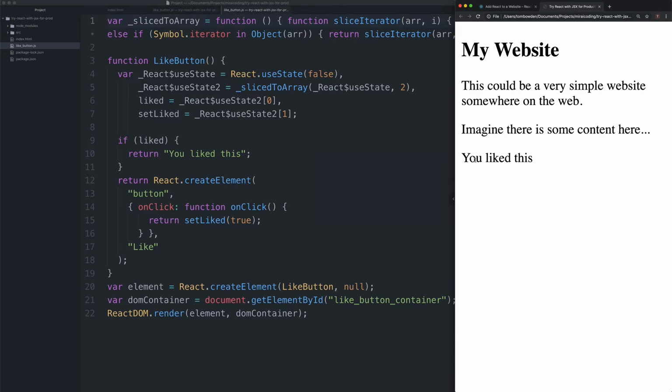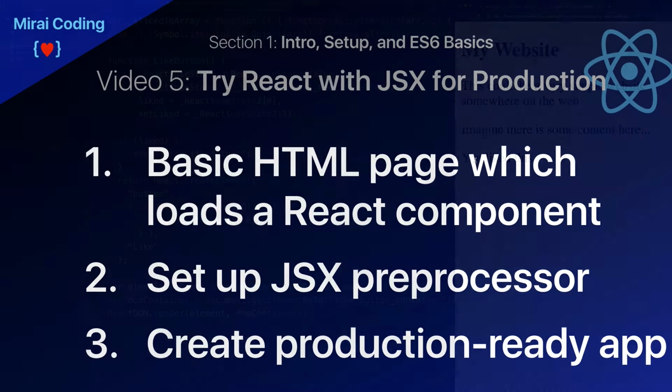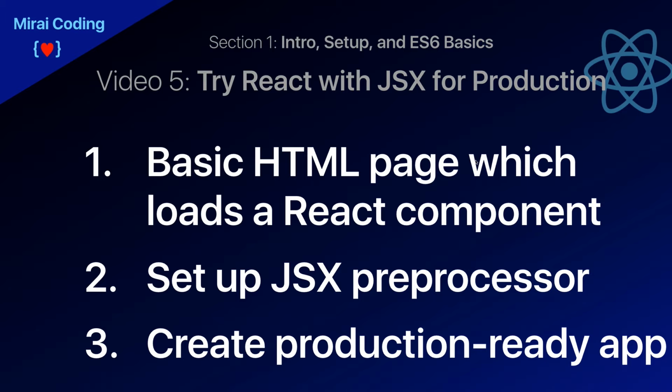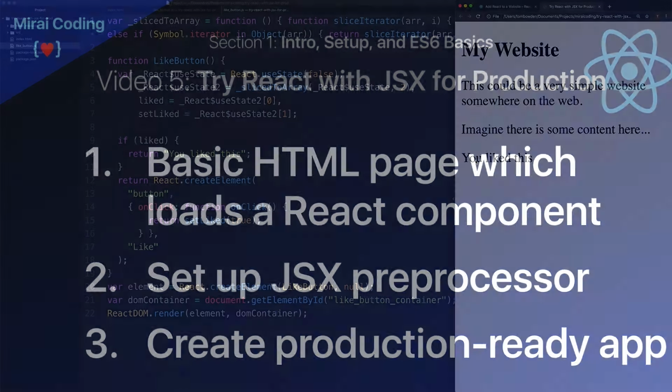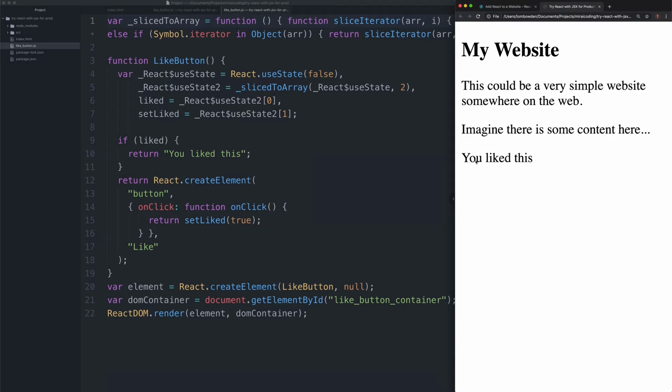To summarize, we set up a basic HTML page, which loaded a React component from a separate file. We installed some software packages to compile our JSX code into JavaScript, in a preprocessing step. With this toolchain, we showed that we were able to create production-ready React applications. In the next video, we will look at the popular Create React App toolchain.